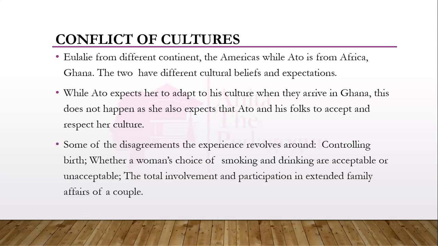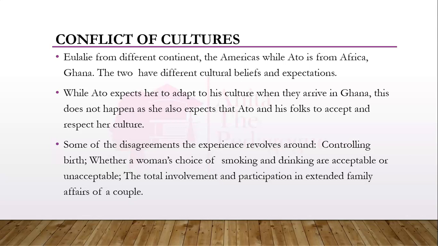Now, some of the disagreements that the two experience revolve around controlling birth, whether a woman's choice of smoking and drinking is acceptable or unacceptable, and the total involvement and participation in the extended family affairs of the couple.